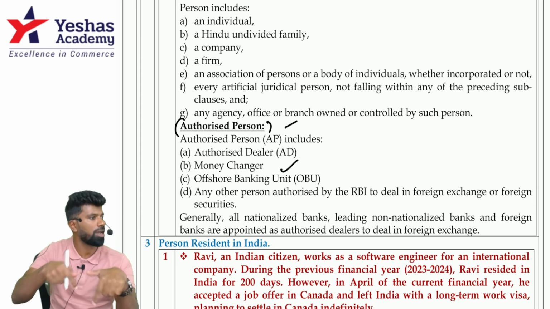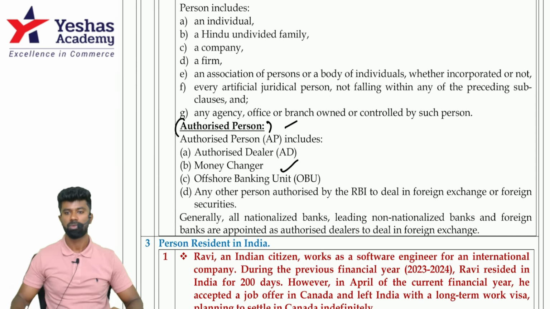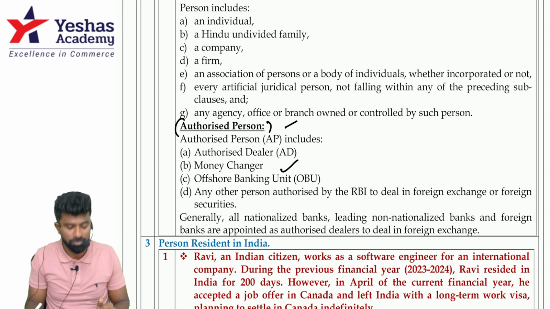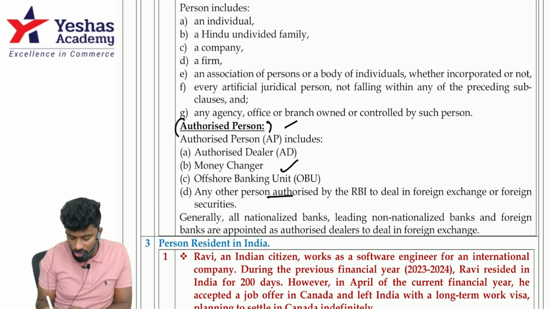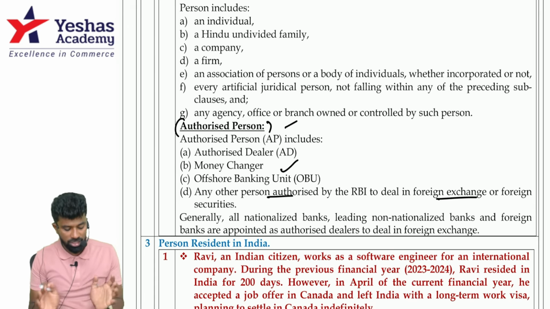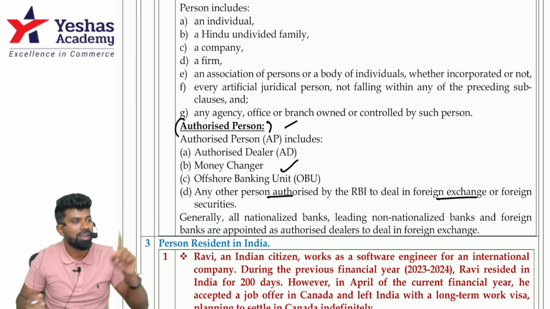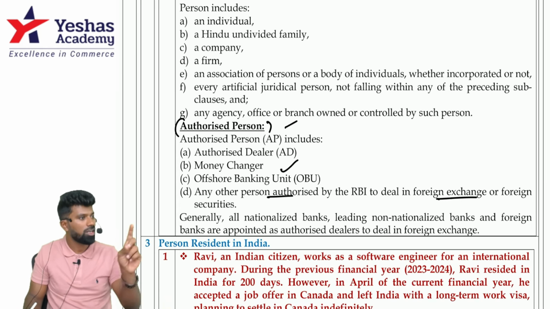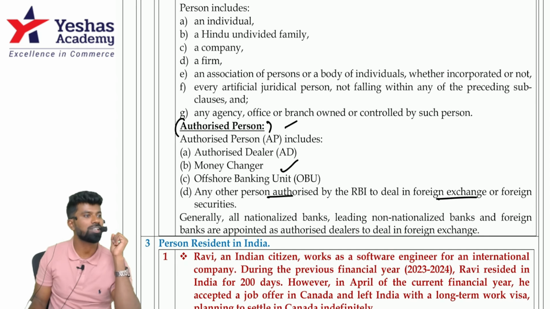If an Indian bank establishes its branches outside India, that is also called an authorized person. Next one, any other persons authorized by the RBI to deal with foreign exchange. Only these persons are called authorized person. And as per section 3 of the FEMA, you can deal with foreign exchange only through an authorized person.